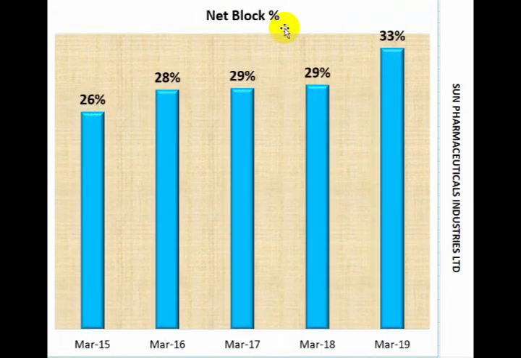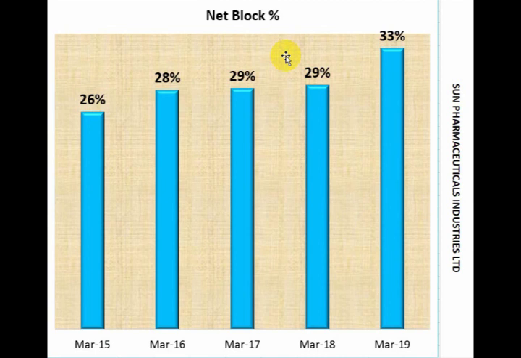Next, we'll look at the net block percentage. This is the fixed assets, or net fixed assets after depreciation. Basically what we are trying to understand with this graph is how much in assets the company has when compared to its total balance sheet size. So net block as a percentage of total assets measures how much in fixed assets the company owns compared to its total assets. These fixed assets would generally be machinery, plant, building, etc., after deducting the depreciation.